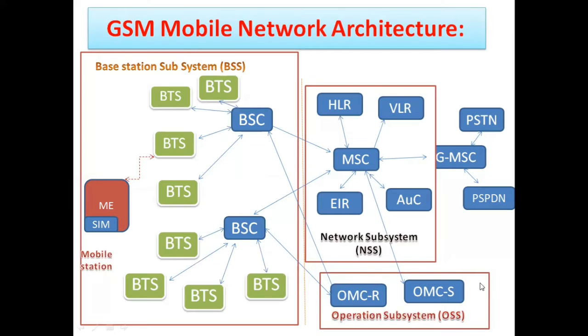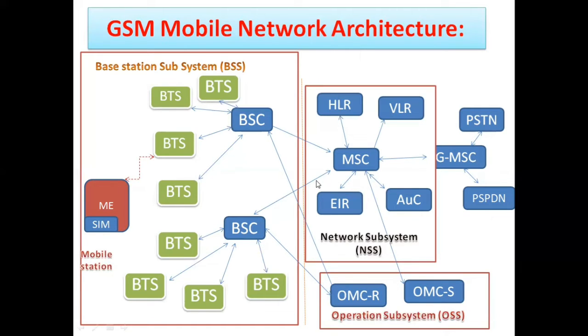And for monitoring the whole network, we have OMCR and OMCS, which together are referred to as the Operation and Maintenance Subsystem. And since our mobile network is required to be connected to other networks like the landline network as well as data networks, it will be processed through an MSC called the Gateway MSC, Gateway Mobile Switching Center. So these are the various network components.